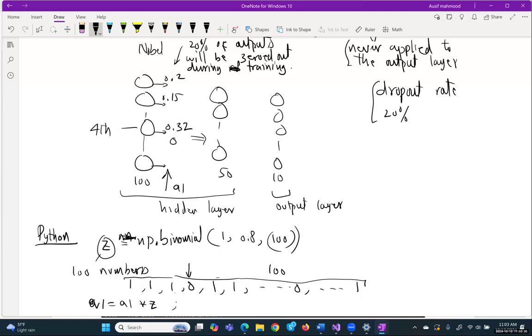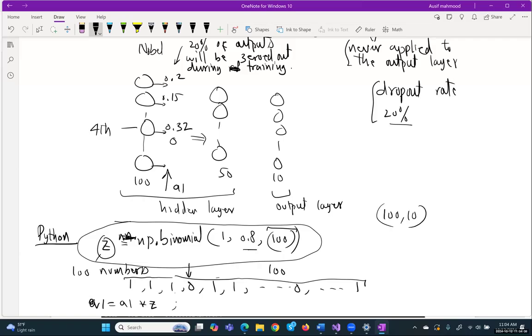So to implement dropout from a programming point of view, you will create a binomial distribution based on the dropout. If the dropout is 20%, you will use 0.8 over here, so that 80% of them will be kept as 1. The 20% will be zeroed out, okay? And then this could be 1D data. So this is really the shape of the data. It could be 100 by 10 as an example, or 100 by 1.